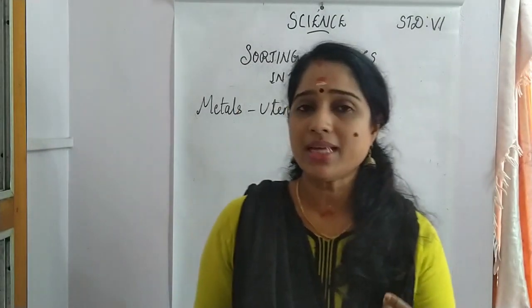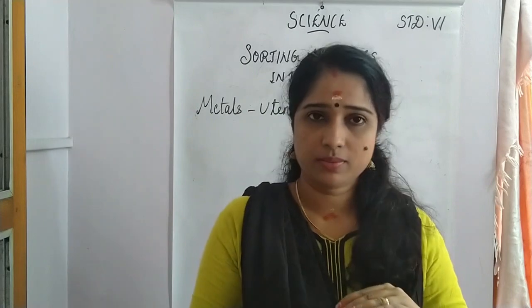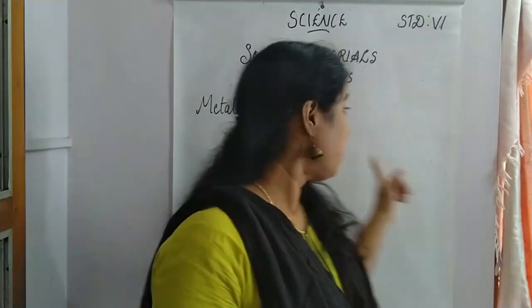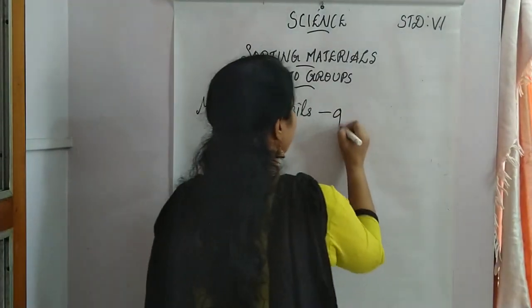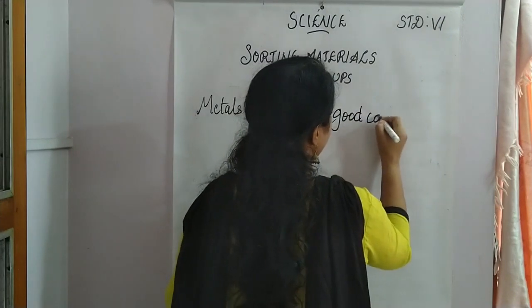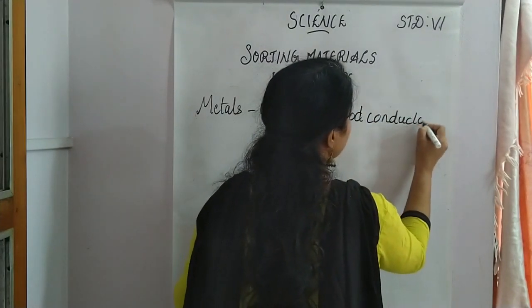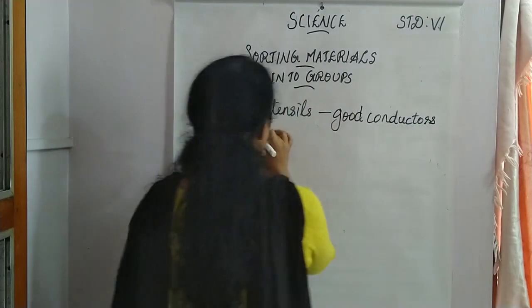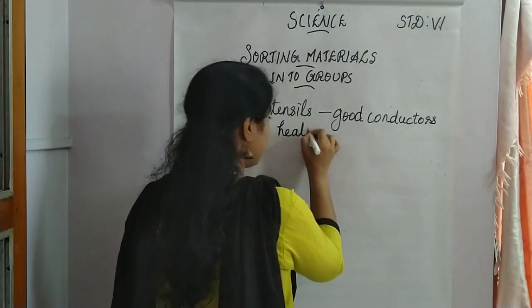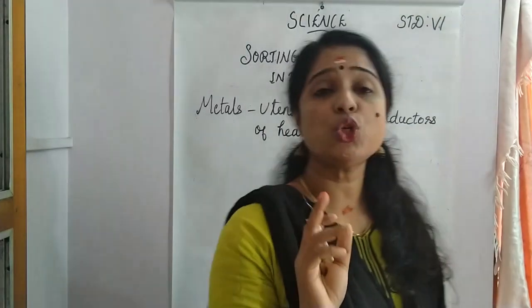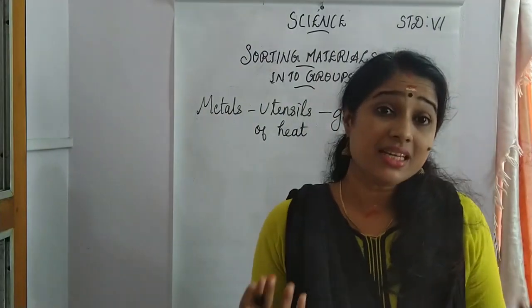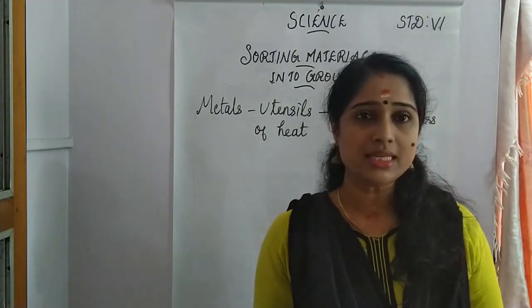Whichever material we are using, the heat should pass through it. So you know that metals are good conductors of heat. That means they allow the heat to pass through them. Then we will get our food cooked very easily.